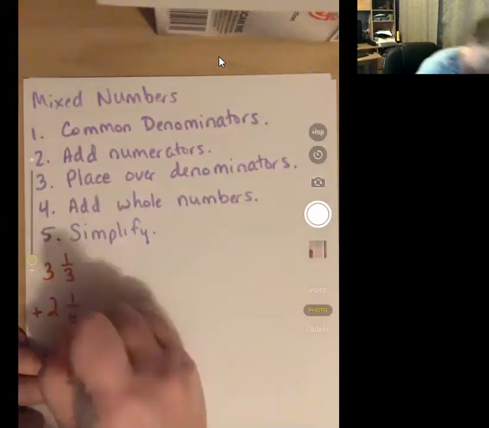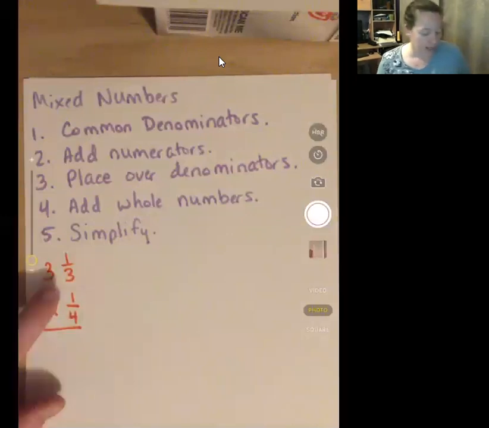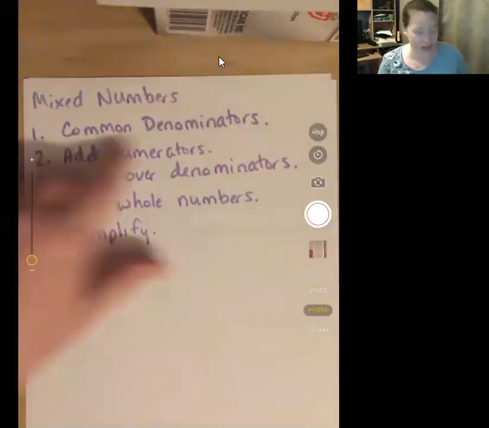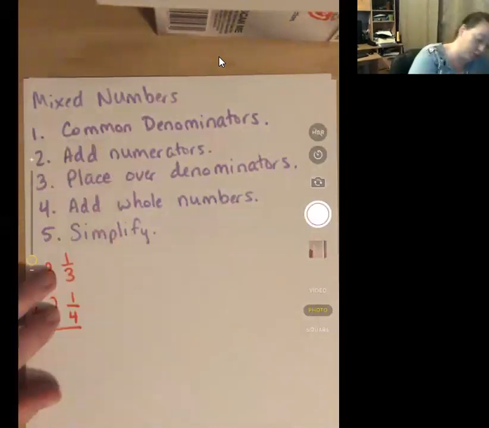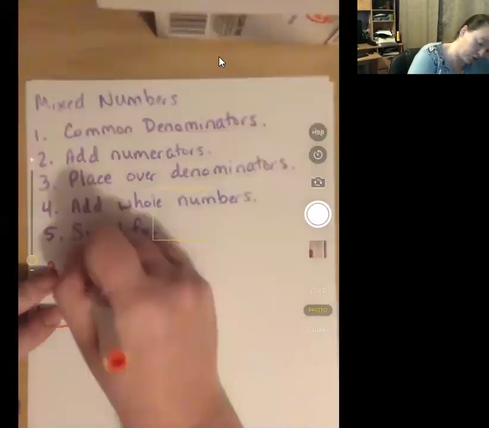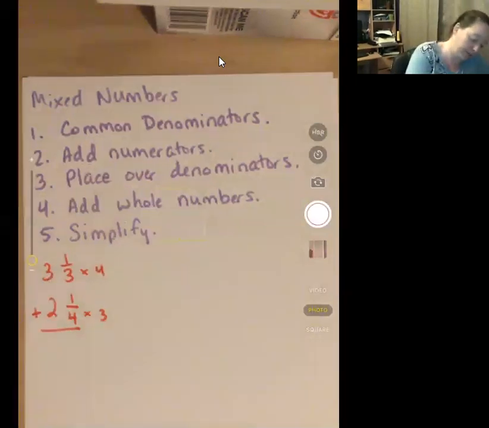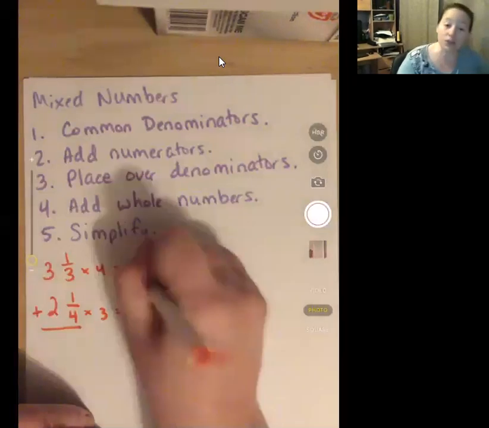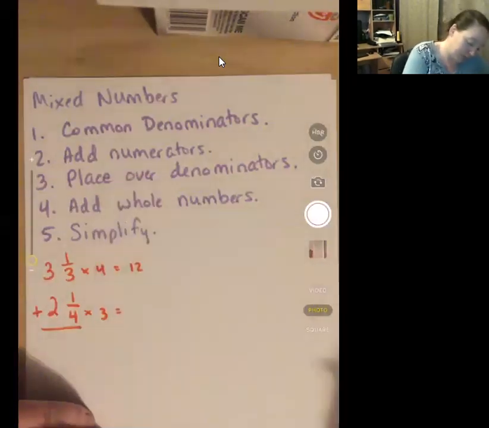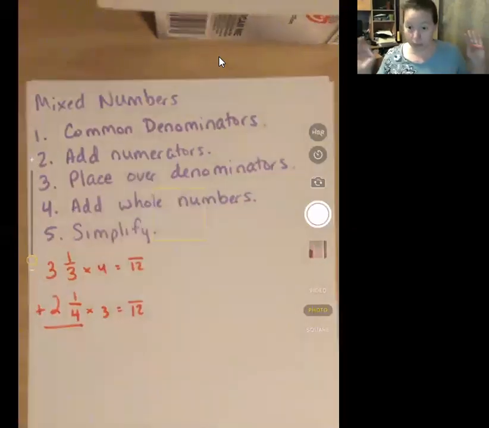Okay, so I have 3 1/3 plus 2 1/4. Let's go with that. 3 1/3 plus 2 1/4. Okay, so first off, common denominators. I don't have common denominators. 3 and 4 have nothing to do with each other, so I'm going to multiply them by each other. 3 times 4 and 4 times 3. That'll work out just fine. What is 3 times 4? 12. And 4 times 3 is also 12. You see? So we end up with a 12 as our denominator both times.